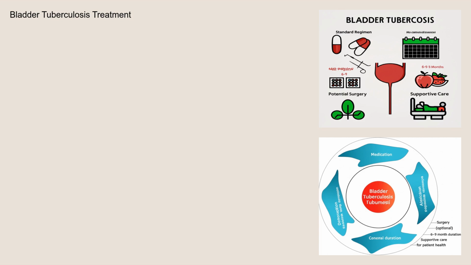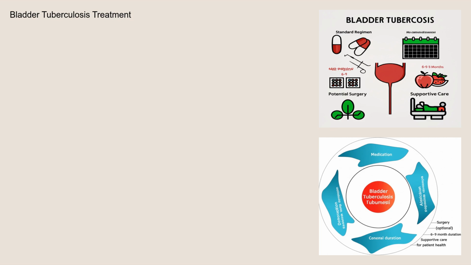The cornerstone of treatment for bladder tuberculosis is anti-tuberculosis medication. The standard regimen typically involves a combination of drugs, such as isoniazid, rifampin, pyrazinamide, and ethambutol, for a period of 6 to 9 months. The specific drugs and duration of treatment may vary depending on the severity of the infection and the patient's overall health.